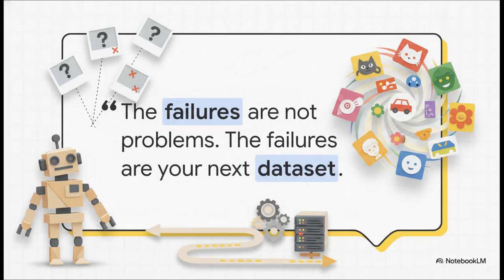So the crucial point is captured perfectly in this mindset right here. The failures are not problems. The failures are your next data set. This is absolutely the fundamental attitude required to build reliable AI. Every single time the model guesses wrong, it's not failing. It's just telling you exactly what kind of photos it needs to see next.